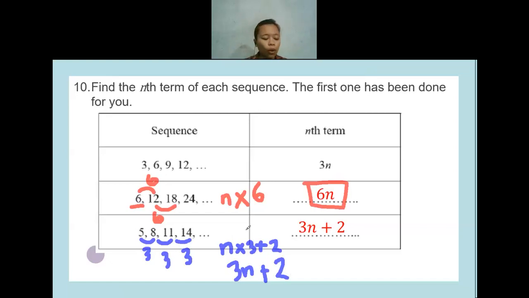Is there anyone who gets confused, or maybe I talk too fast? Do you need another explanation? No, teacher. Really, for sure? Okay. If you have no question, I check the checkbox also. No one asked me any question. So I will move to question 11.